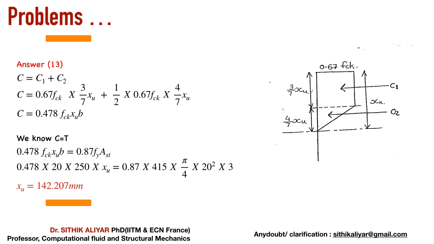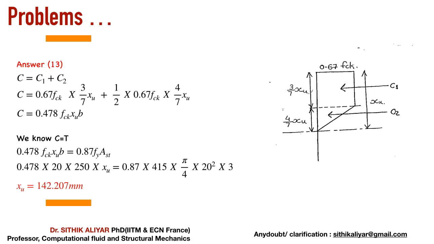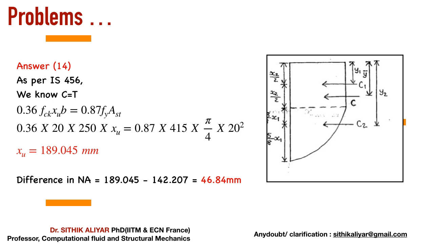You equate both, everything is given. FCK is 20, B is 250, 0.87, Fy is 415, AST is pi by 4 into 20 square into 3 bars. You substitute everything given, and you will get the neutral axis at 142 mm. I think it is quite simple and self-explanatory. Only thing is you have to derive the equation.